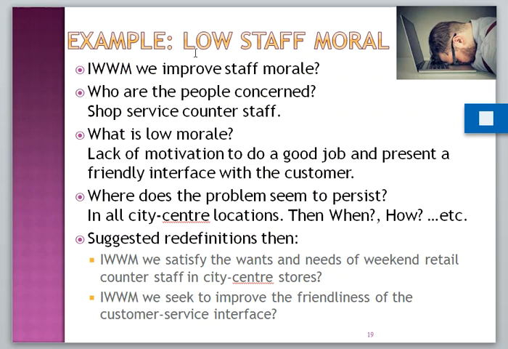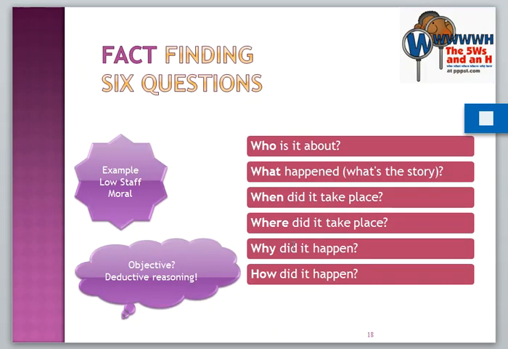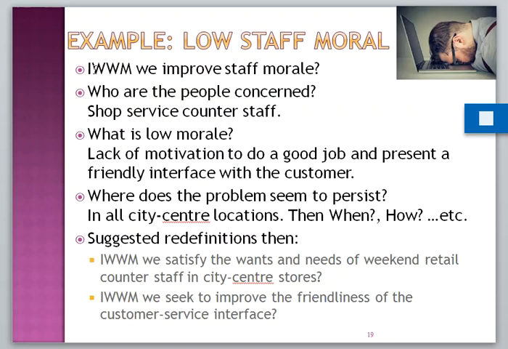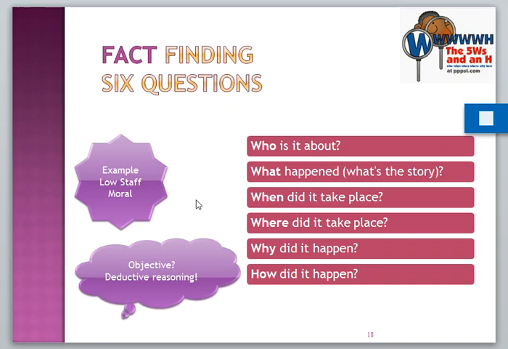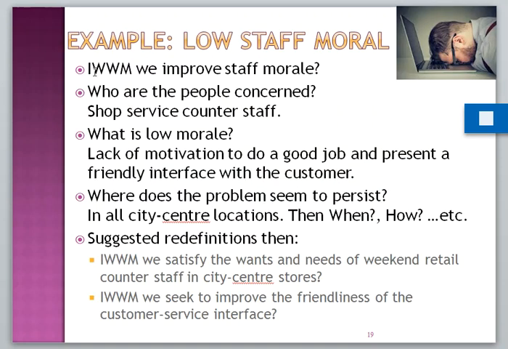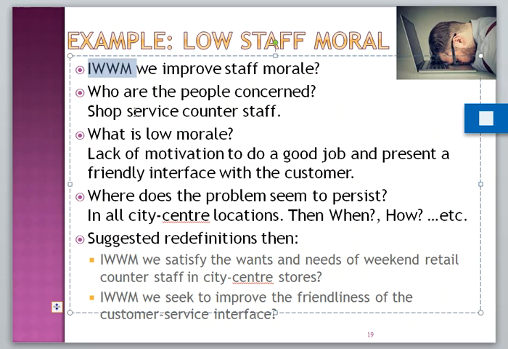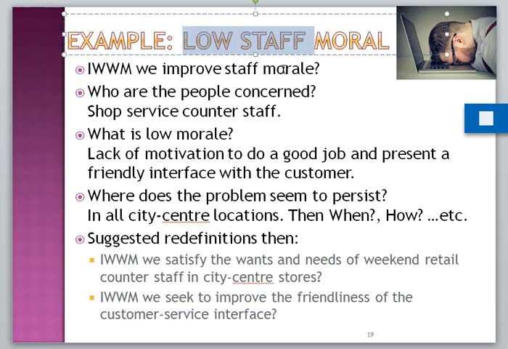Let's have an example. Let's assume that our problem here is we have low staff morale. This is very generic, right? You need to detail this by those six questions. In order to deal with these six questions, you need to think in that way: IWWM, in what way might we improve staff morale? So the way we ask the six questions is to begin with this. This is a suggestion by the textbook by Proctor. In what way might we improve staff morale? That is the first definition.